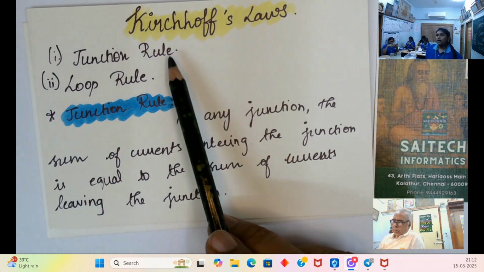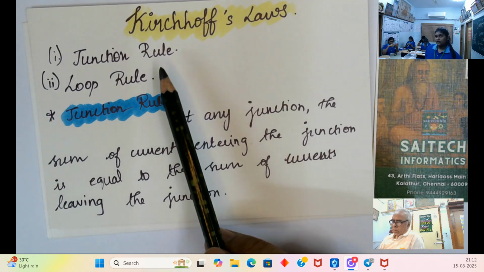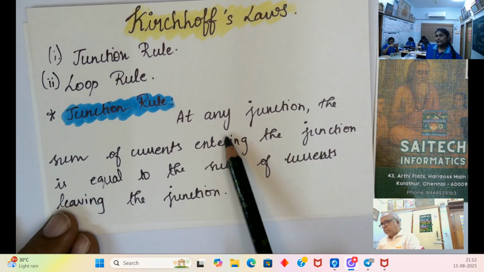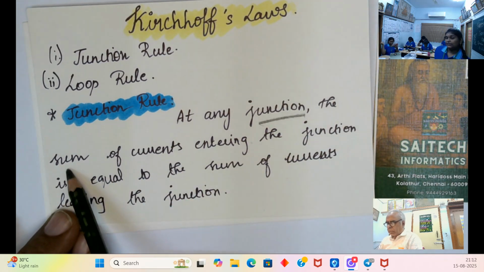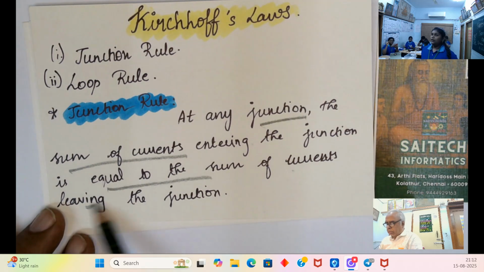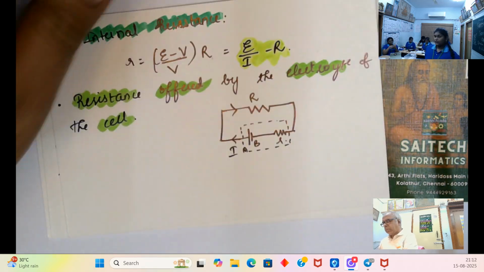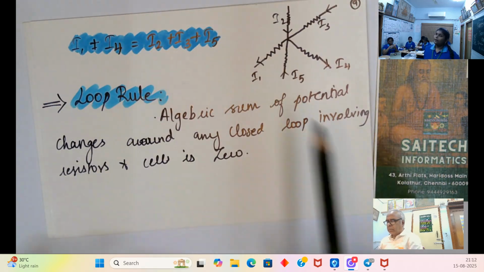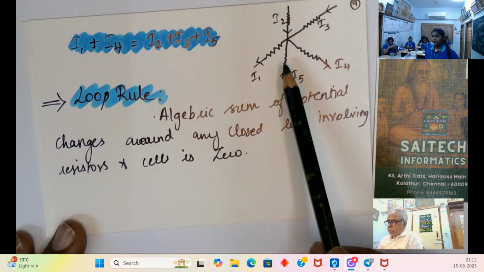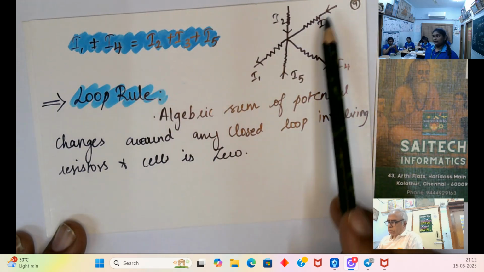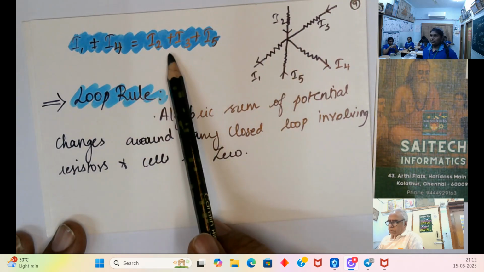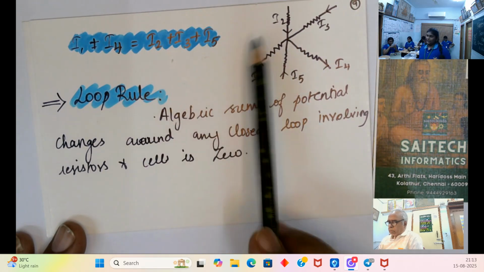Kirchhoff's law consists of two rules, junction rule and loop rule. First comes junction rule. At any junction, the sum of currents entering the junction is equal to the sum of currents leaving the junction, which can be represented according to the circuit as I1 plus I4 is equal to I2 plus I3 plus I5.